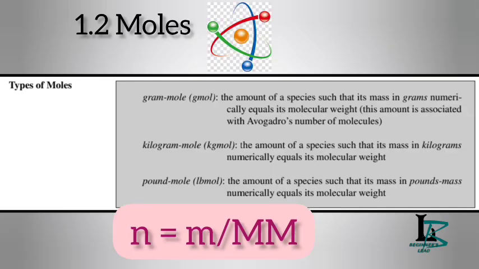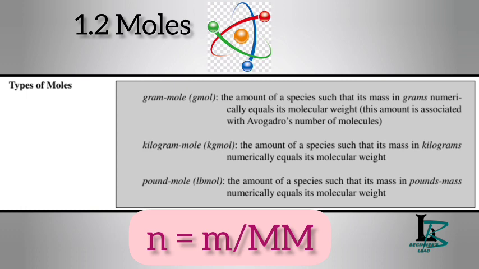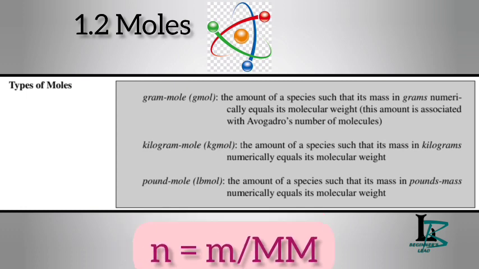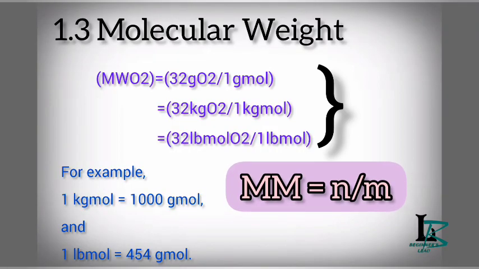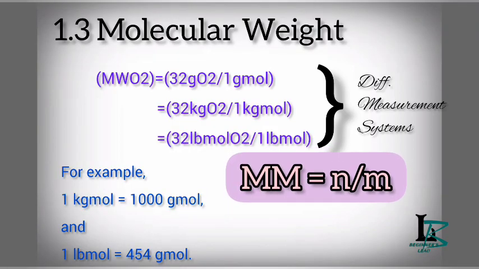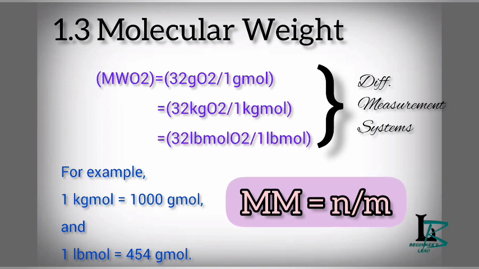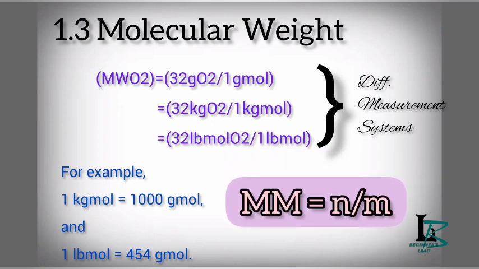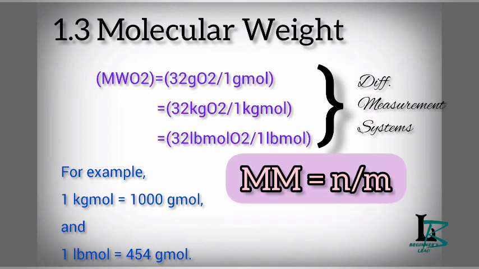Moles. Number of moles is simply mass over molar mass. Here it shows the type of moles in different measurement systems. Molecular weight. The number of moles equation is rearranged to get molecular mass equal to mass over number of moles. An example for oxygen is shown here in different measurement systems.